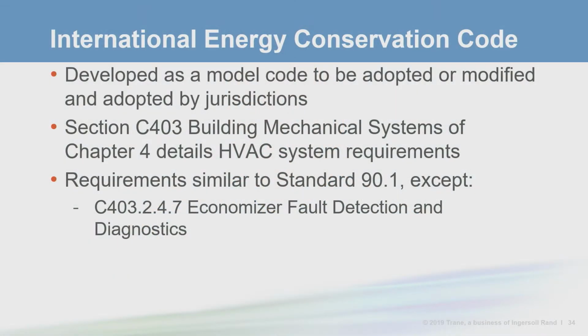Now, many jurisdictions use model codes, such as the International Energy Conservation Code, which is published by the International Code Council, to specify minimum building energy performance. And in many cases, using Standard 90.1 qualifies as a compliance path. Jurisdictions can amend model codes, so it's important to review your specific code. The IECC requirements are similar to those published in ASHRAE Standard 90.1, with a few key differences.